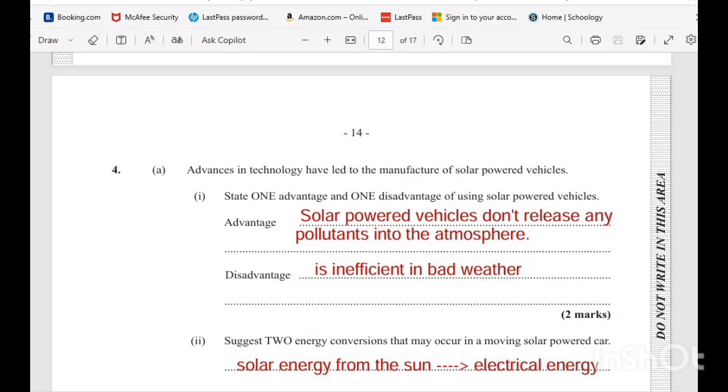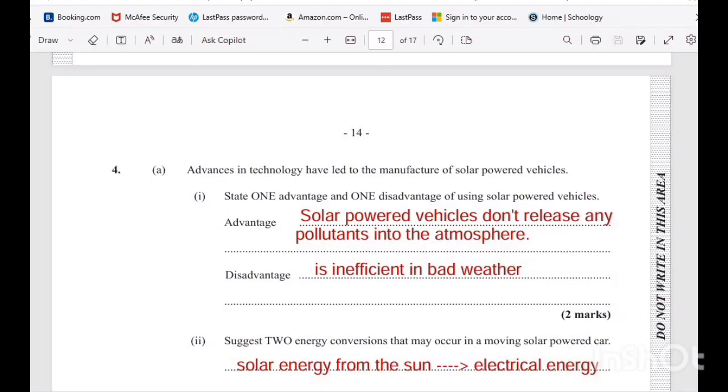So if it's solar, it works best in bright sunlight. But if you are going out on a cloudy day or a rainy day, you might not be able to make it home, or you might not get to your destination, right? So that would be the car's disadvantage. It's inefficient in bad weather.